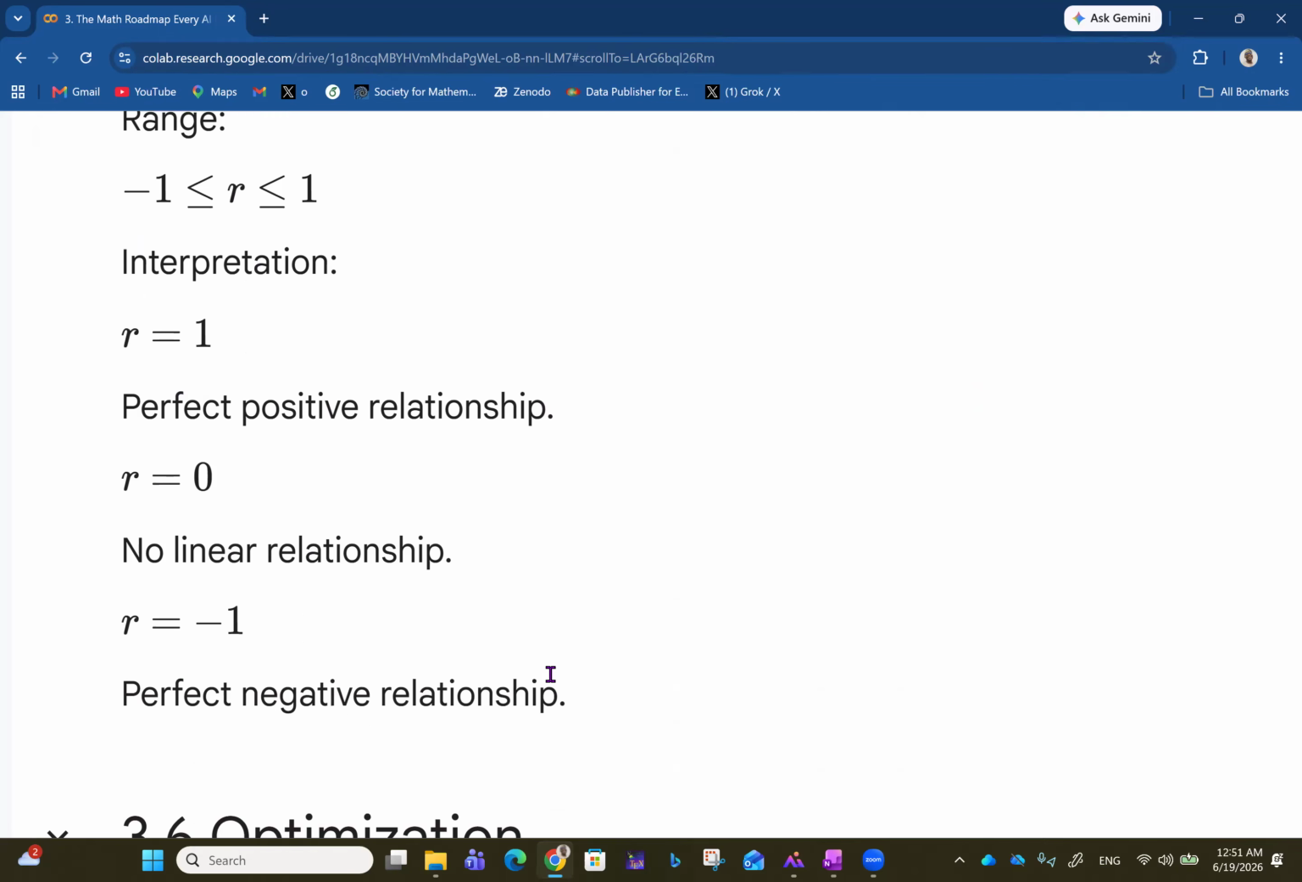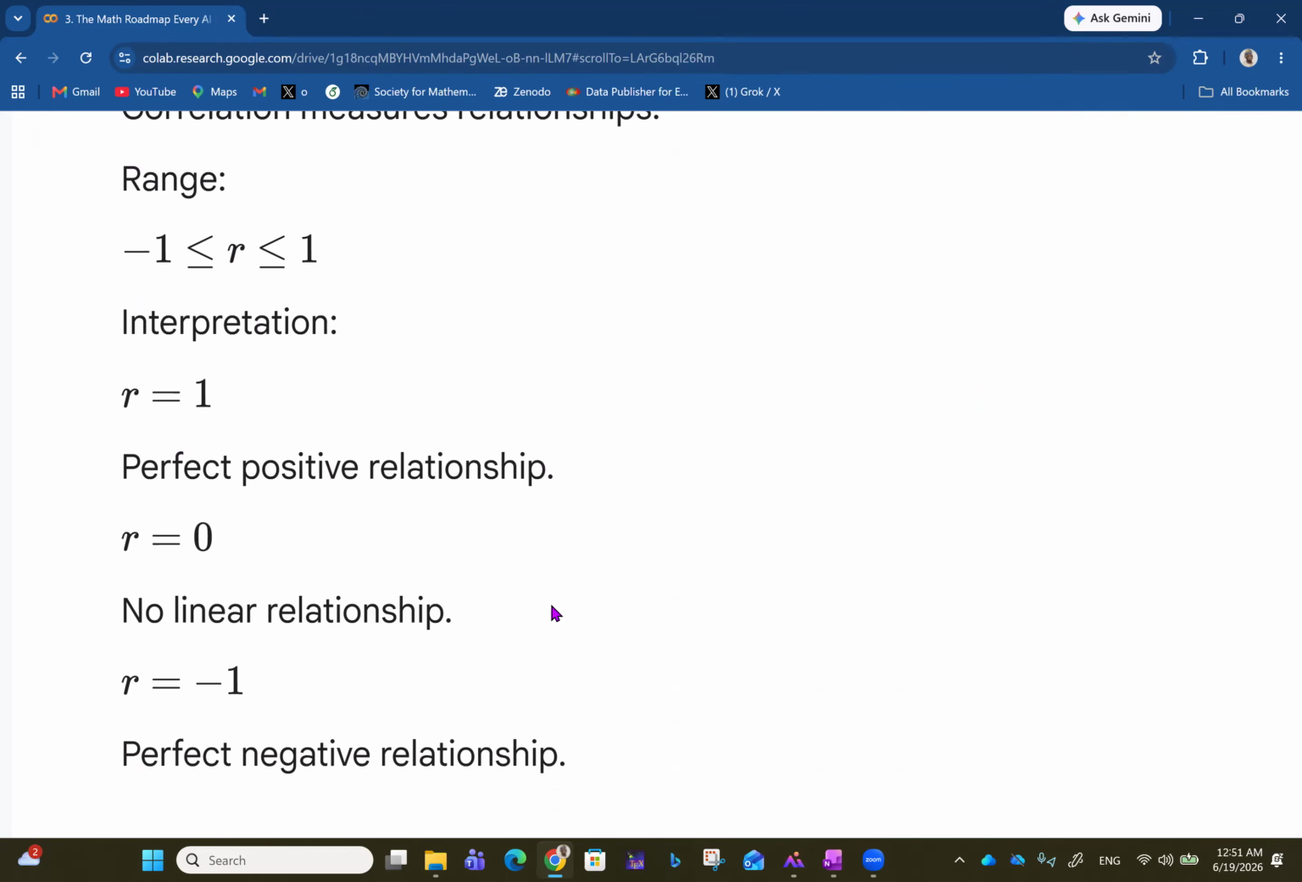Then we have R equals 0, which talks about no relationship. So if I say the correlation between A and B is 0, that means that they have nothing in common at all. Then we have no linear relationship. That's what R equals 0 means.